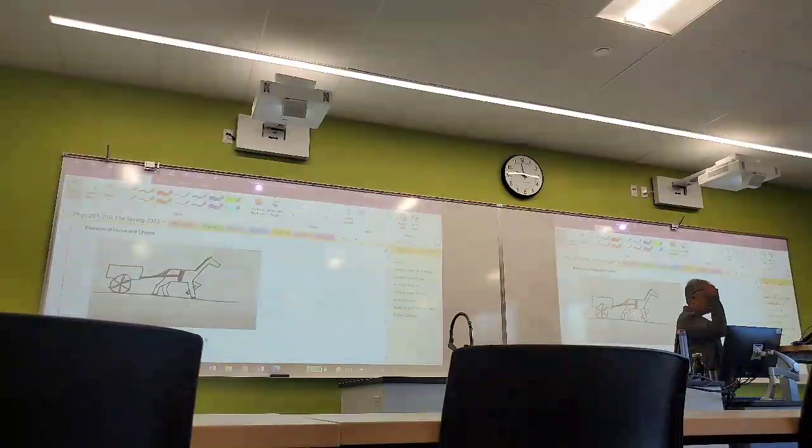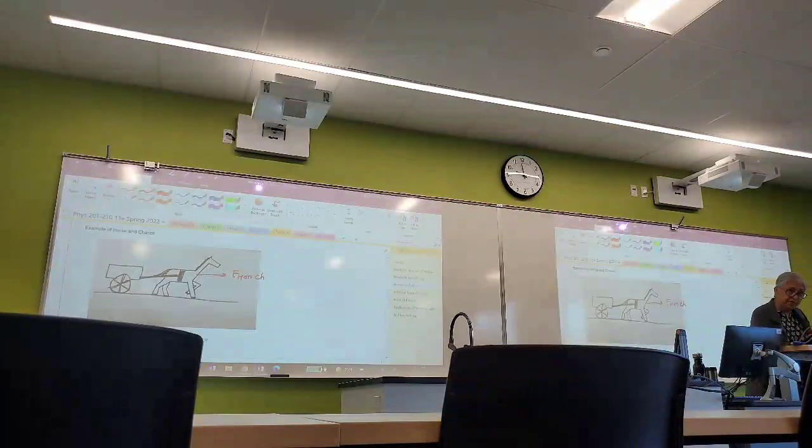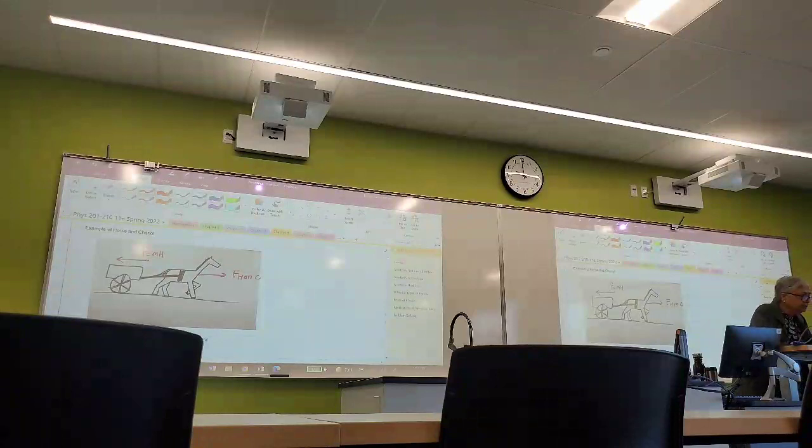So let's say this is the force. Is this the force of the horse on the chariot? On the carriage, whichever way. Is this right? The reaction will be this, the cart pulling on the horse. Are they an action-reaction pair? Yes.